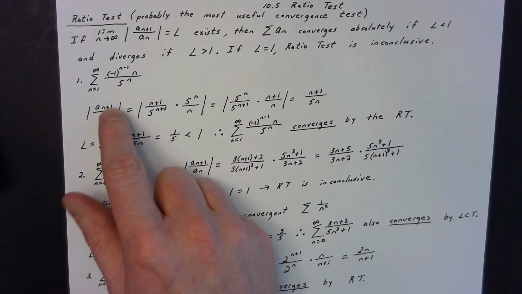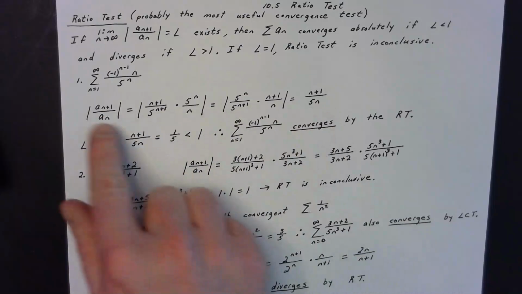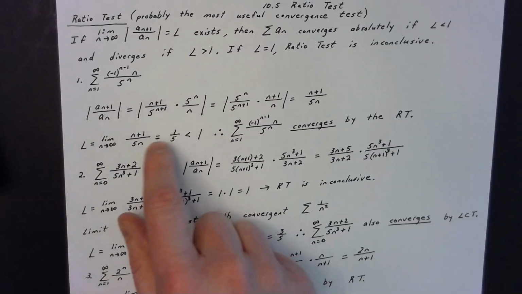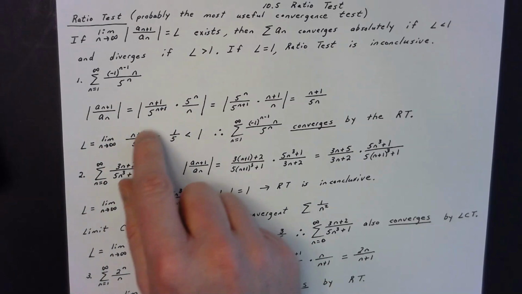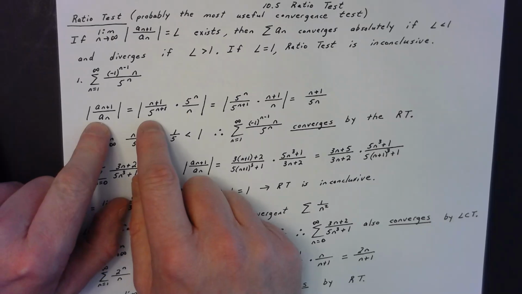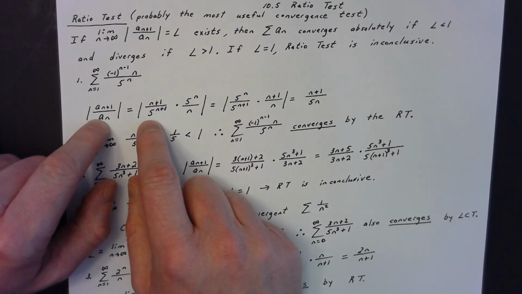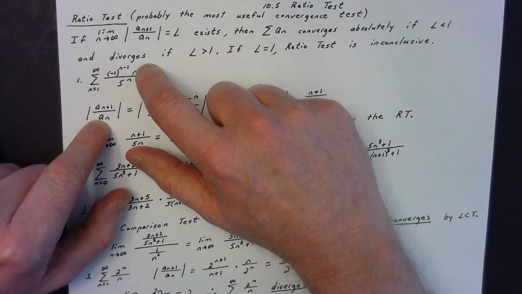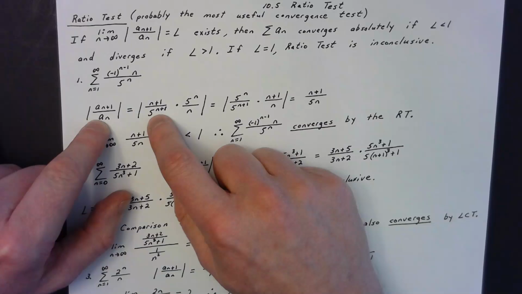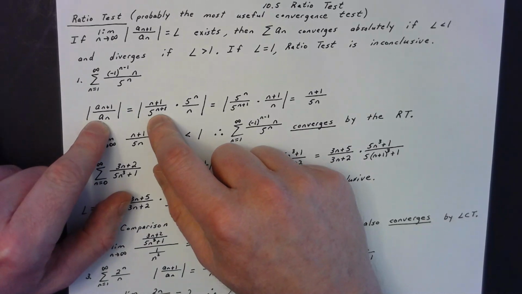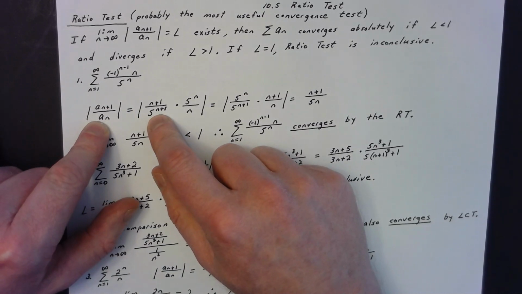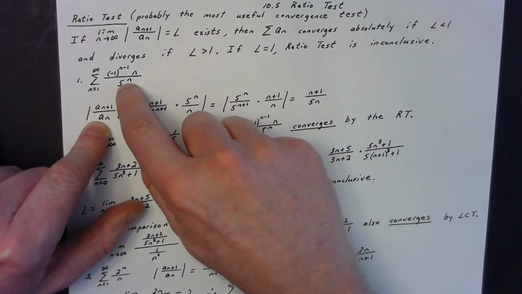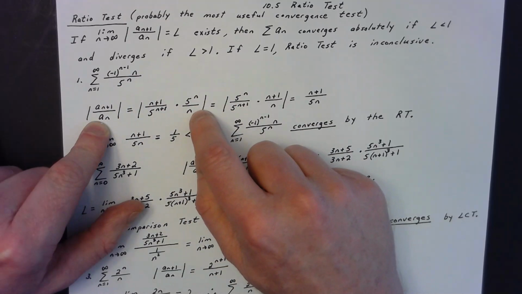So the first thing I do in all of my problems is I think about what that absolute value is going to be before I start trying to worry about the limit as n approaches infinity. If I just look at the a sub n plus first term, it's telling you wherever you see an n, put an n plus 1. So I have n plus 1 over 5 to the n plus 1. And then instead of dividing by a sub n, I just multiplied by the reciprocal of a sub n. So I said times 5 to the n over n here.